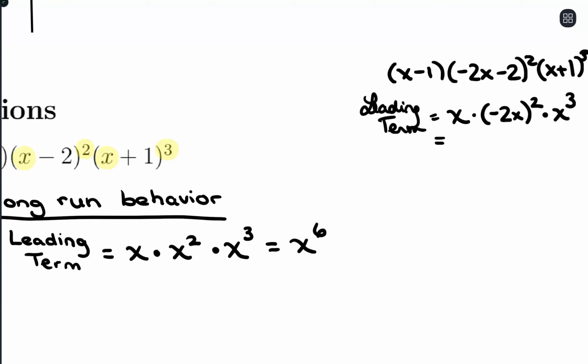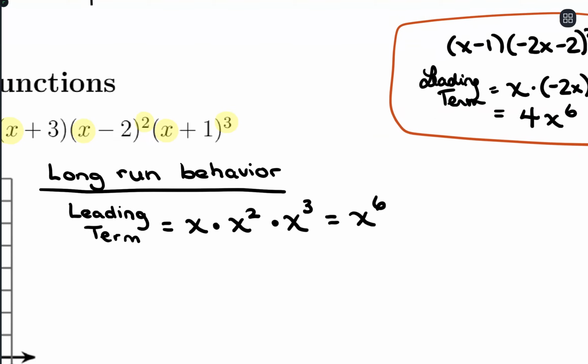So what this would turn into is negative 2 squared would be a positive 4. Then I have x times x squared times x cubed, so x to the 6th. So if there are numbers attached, you keep them attached to x, and then if there's an exponent, they go under that exponent as well. All right, that's just a side example there.